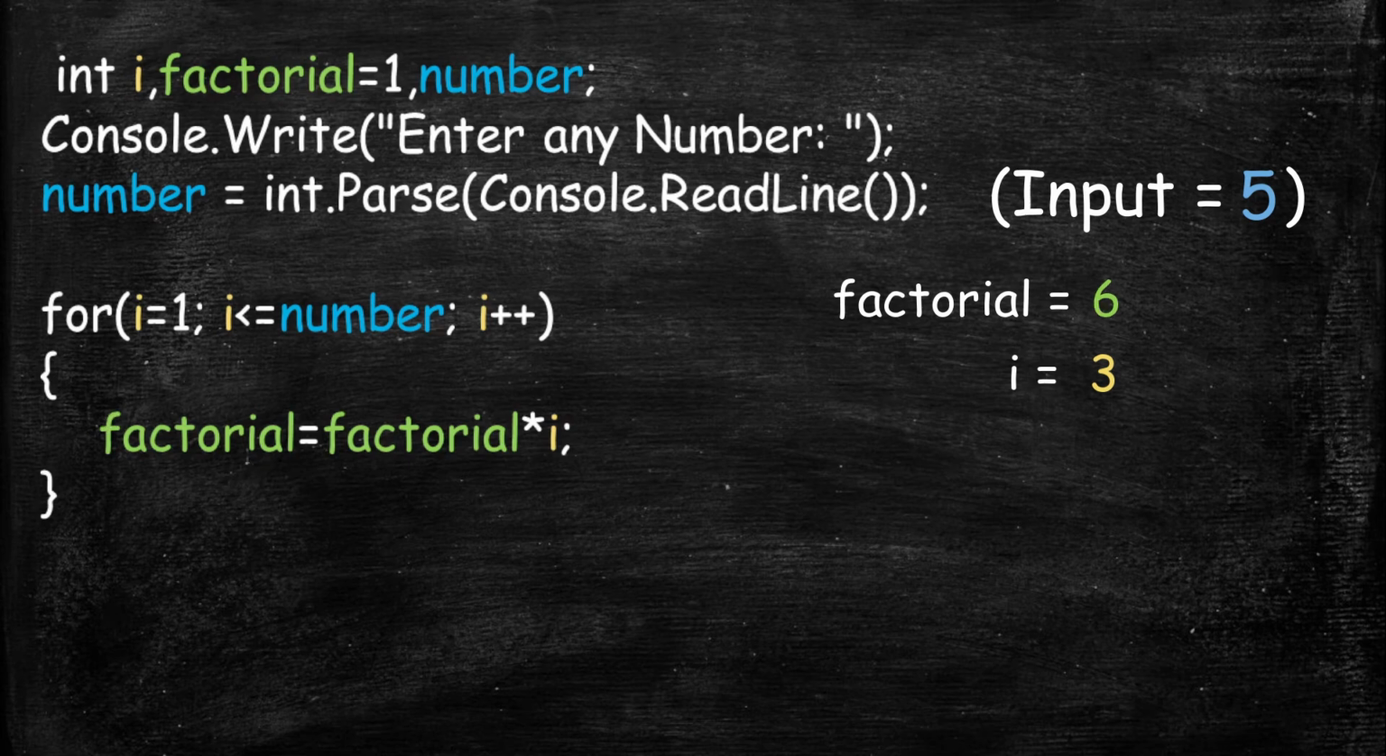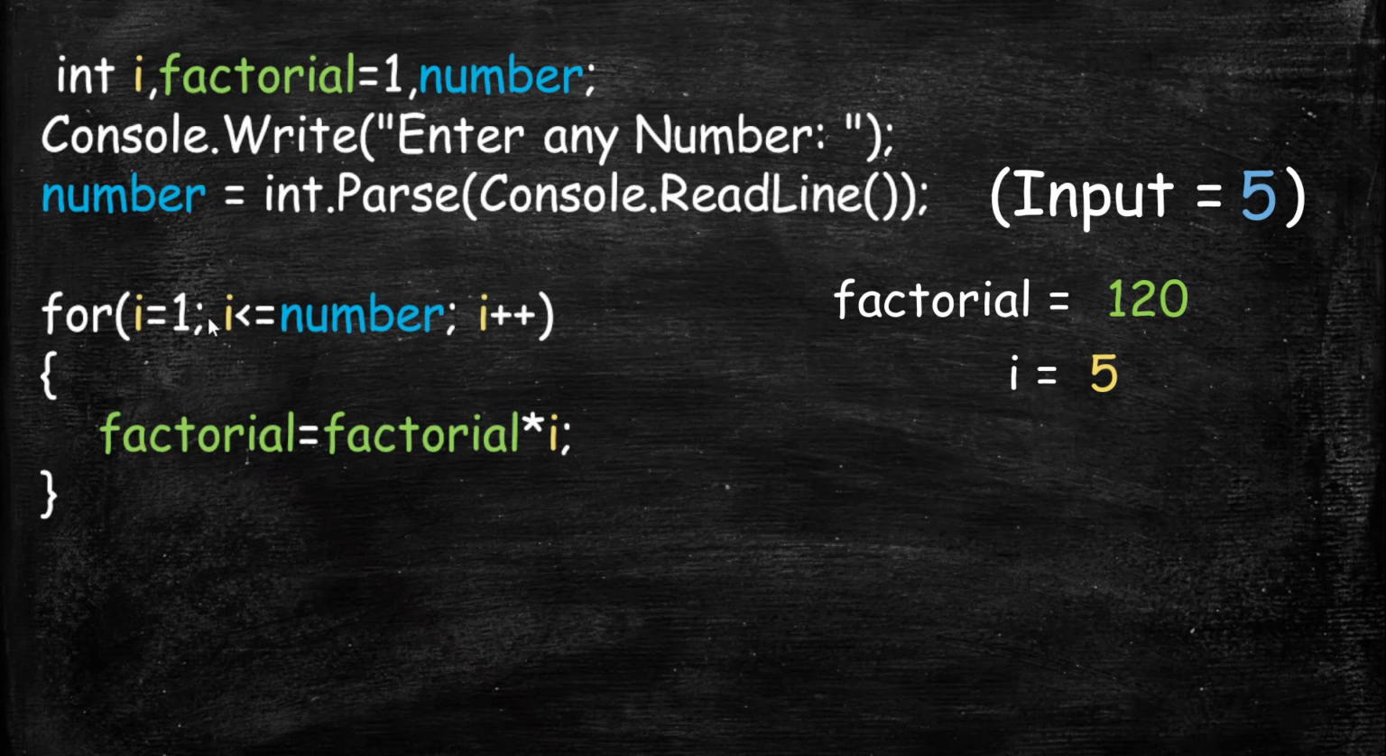Then the I value will become 4, and this loop will run again, and the factorial value is 6. So 6 multiplied by 4, it will store as 24. So our factorial will become 24. Then this loop will run again, and now the value of I will become 5. So the factorial value is 24 multiplied by 5, which gives us 120. So then our factorial value will become 120, and this loop will run again.